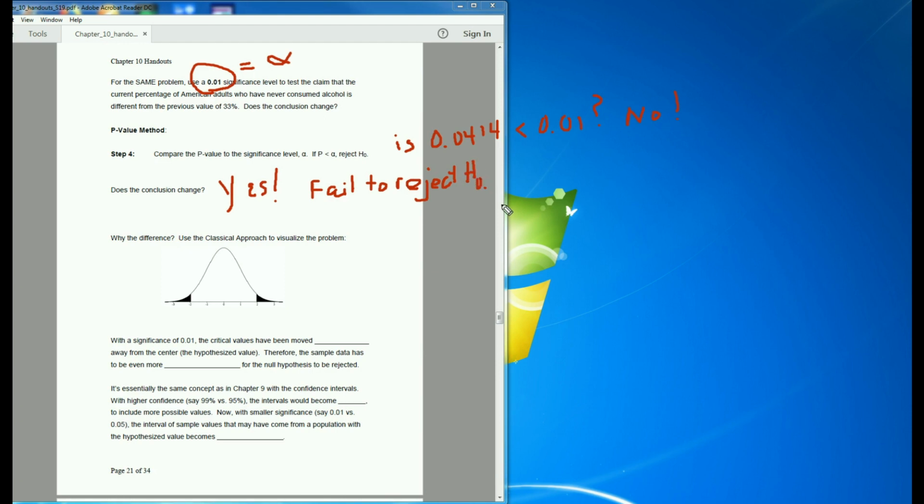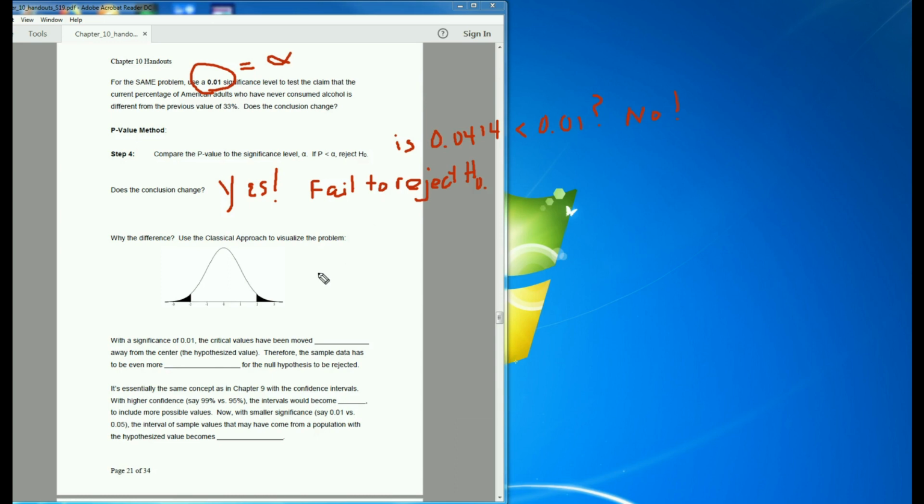Because now we're saying, well, that sample data, I want to be even more sure that it actually did change. And now I'm saying, well, that sample data, no, it was not extreme enough to cause me to reject my null hypothesis. I think it's a little bit more difficult to think about with the p-value method, maybe, but maybe it's easier to use the classical approach to visualize the problem.